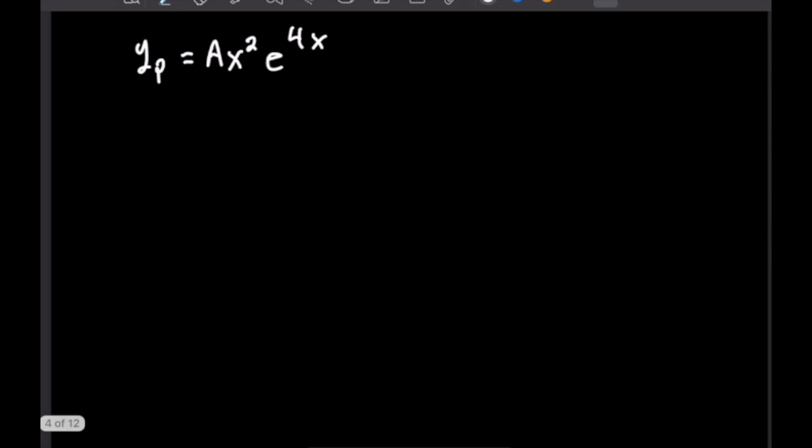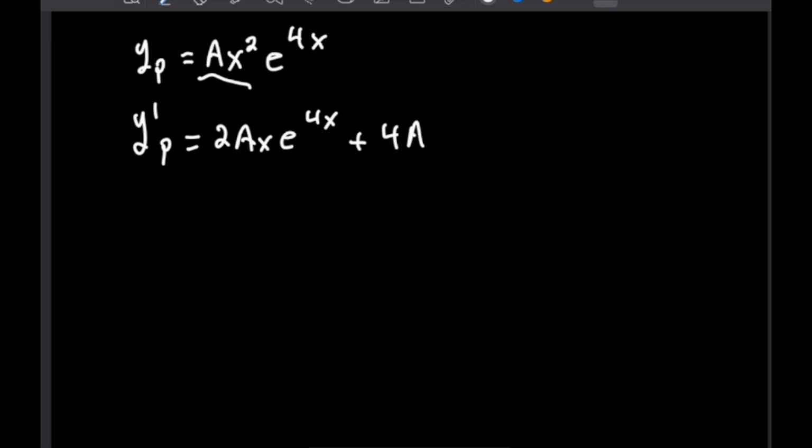And next we are going to take derivatives so we can make our substitutions. So we want to find y prime here. So we're going to have to do that by the product rule. So let's go ahead and take the derivative of this first part first. So we'll have 2ax times e to the 4x. That's going to be plus the derivative of that e term, which will just bring a 4 down. So we'll have 4ax squared e to the 4x. So that's just our first derivative there.